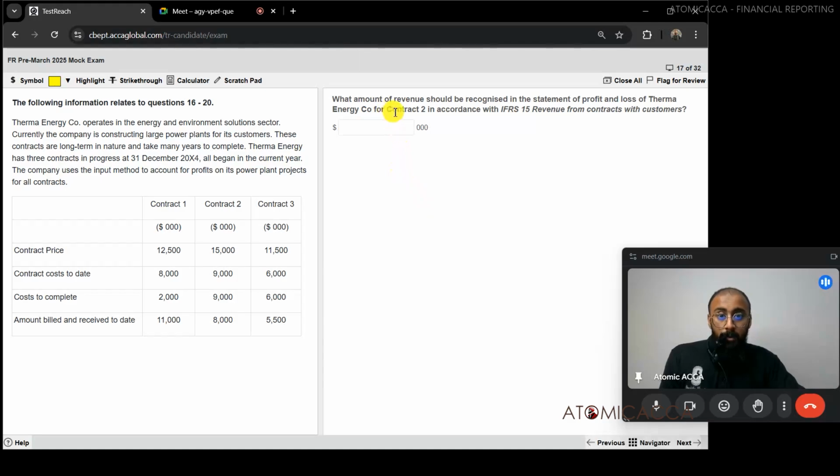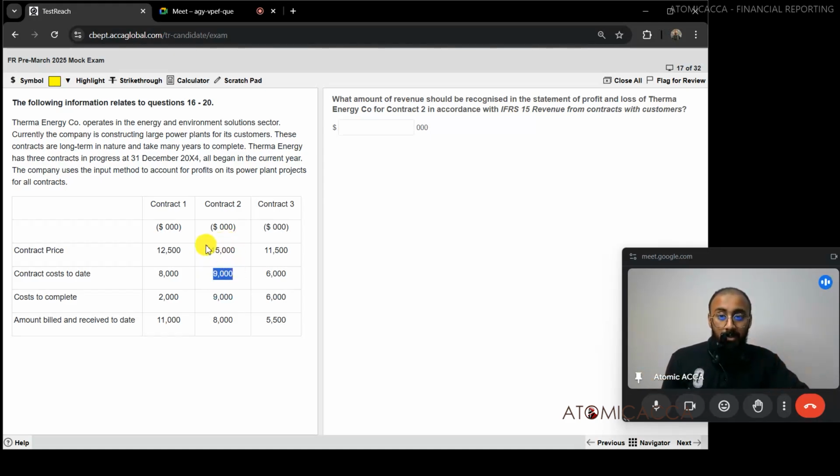Next one. What amount of revenue should be recognized in SOPL with regards to contract 2 in accordance with IFRS 15? Now, 9,000 plus 9,000 is 18,000 and the contract price is 15,000. So it's a loss making contract. But nonetheless, we have to see the progress percentage and just multiply it with the revenue, because the question is not asking about profit or loss, but only about revenue. Now, total cost is 9,000 plus 9,000, that's 18,000. Cost incurred is 9,000. So 9,000 by 18,000 means 50% is complete.